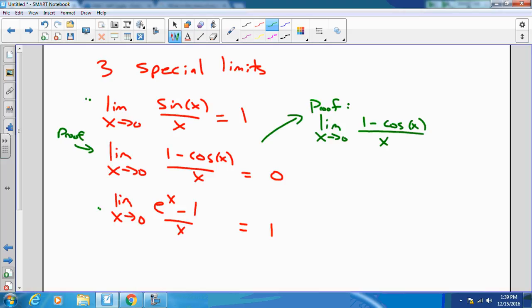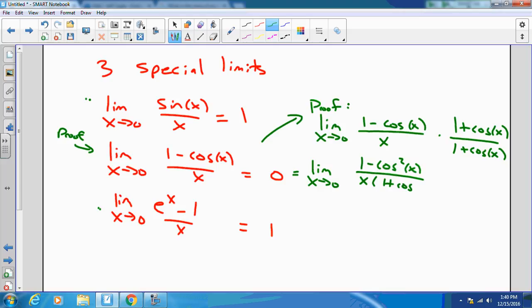Because it illustrates the technique of rationalizing. In this particular case, we can multiply top and bottom by 1 plus cosine x. And when we do, what do I get when I multiply 1 minus cosine x times 1 plus cosine x? 1 minus. Yep. So, which is the same as? Yes.